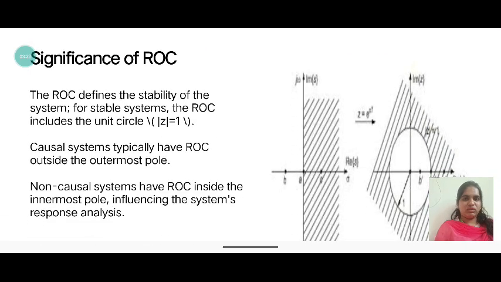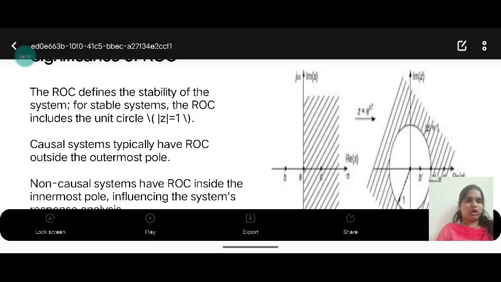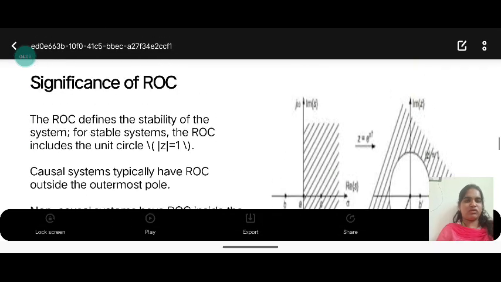These are the significance of the ROC. Apart from the poles, everything is shaded. That is called the significance of ROC. The ROC determines the stability of systems. For a stable system, the ROC includes the unit circle. Causal systems typically have a ROC outside the outermost pole. Non-causal systems have a ROC inside the innermost pole, influencing system response analysis. Outside the pole is called the ROC of causal systems. Inside the pole is called non-causal system. Here the circle is there. Inside that is a non-causal system. Outside that it is a causal system because of ROC significance.